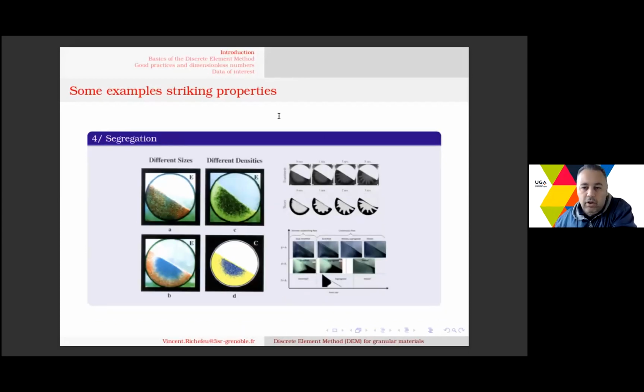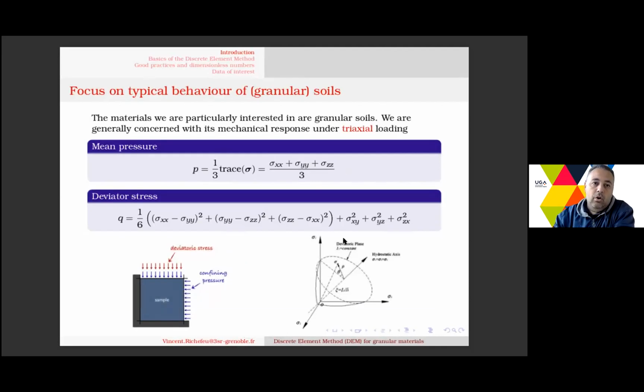Okay, fourth example, which is segregation. When we have different kinds of particles in terms of shape, surface aspect ratio, weight, something, they will segregate. And we will observe things like this in nature. And one more time, with DEM modeling, we can easily model this kind of feature.